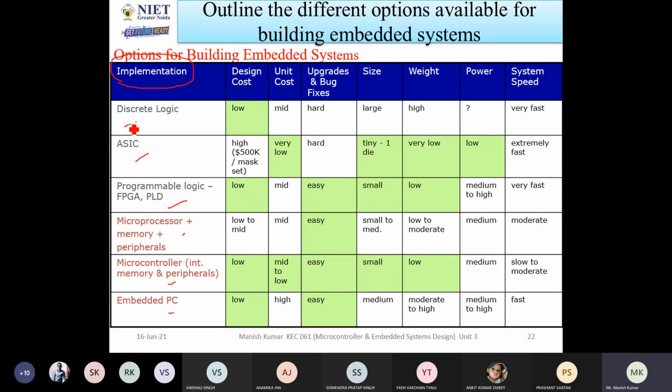Okay, so these are discrete logic, general logic devices. We are using that. Next is ASIC design. ASIC is called application specific integrated circuit. This is also one platform. With the help of that, you can design embedded systems. Next is programmable logic. You can program the logic devices. Whatever logic devices you are going to use, you are able to program them. And the names are FPGA and PLD.